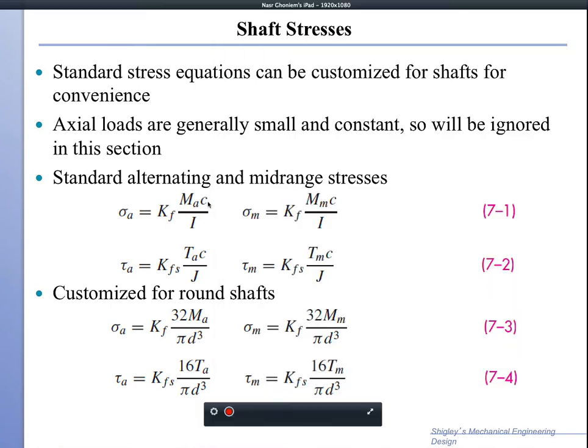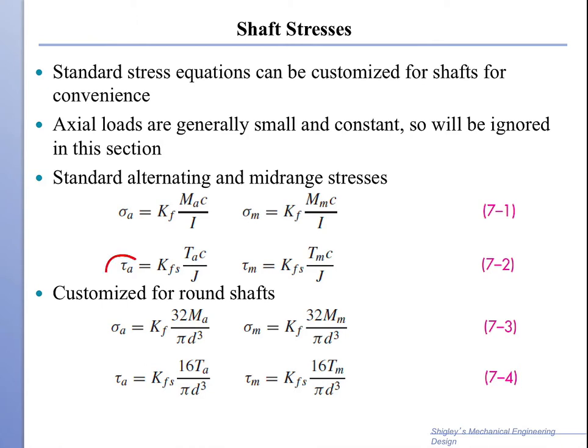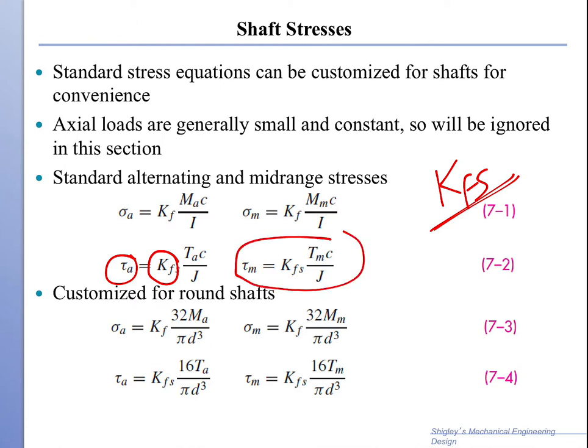One is the alternating due to the moment, MC over I, with the stress concentration factor, Kf. And if we happen to have a mean value of a moment, which doesn't occur very often, we can also find the mean stress. The same, we can apply the same idea to calculate the torque, and the torque induces a shear stress, alternating shear stress, with a stress concentration factor due to shear. Kfs is for shear. And similarly, we can compute the mean value of the applied torque.